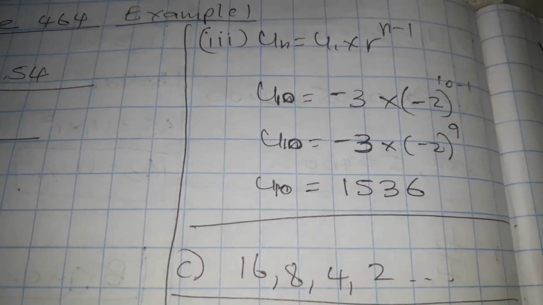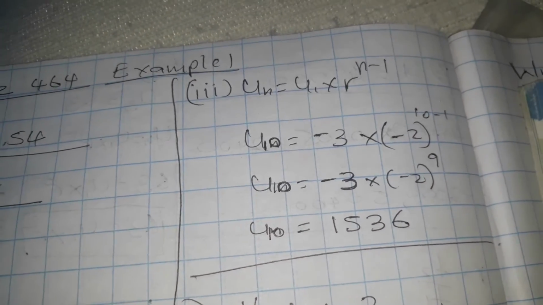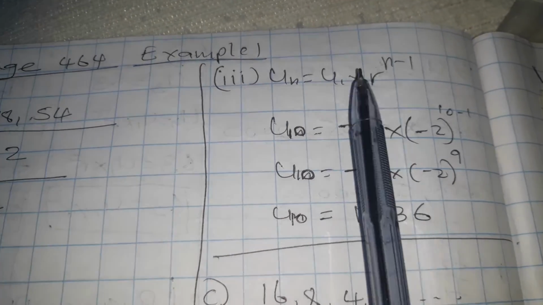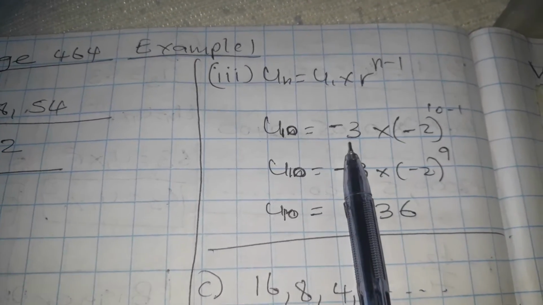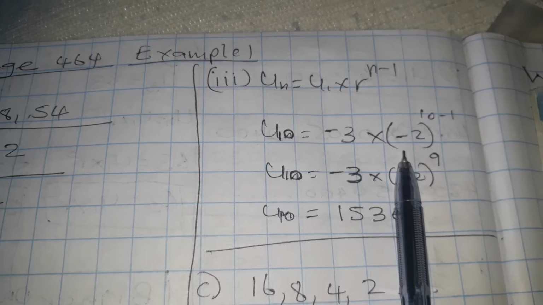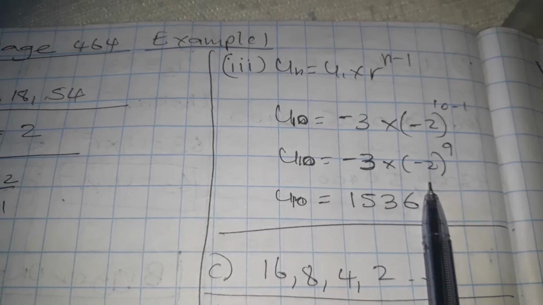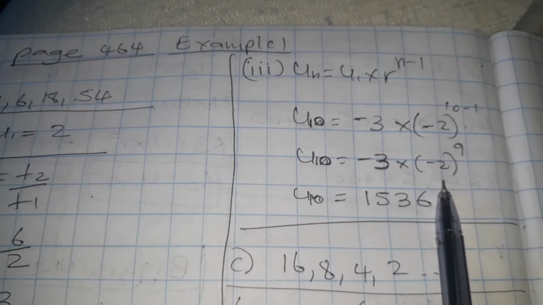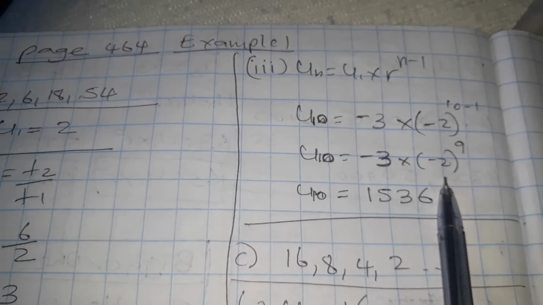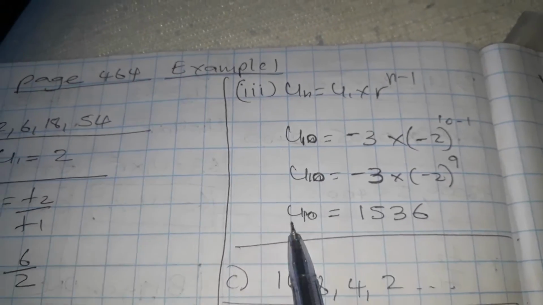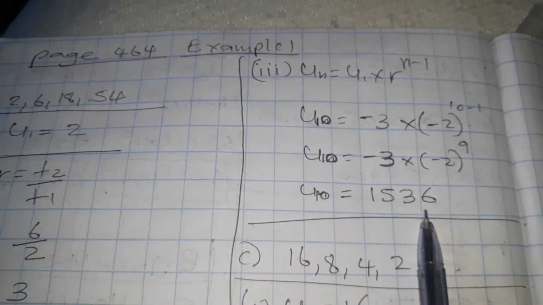To find the 10th term, again I'm using my general term formula, right? I'll substitute the value of U1 and the ratio. Keep in mind, when you're simplifying, use brackets because a negative sign is involved, and you might make mistakes if you don't use the brackets, right? So my answer is 1536.